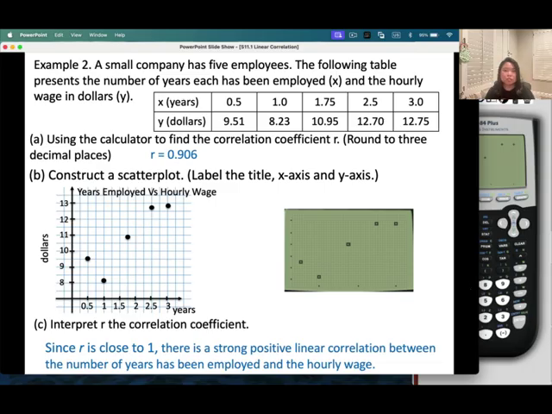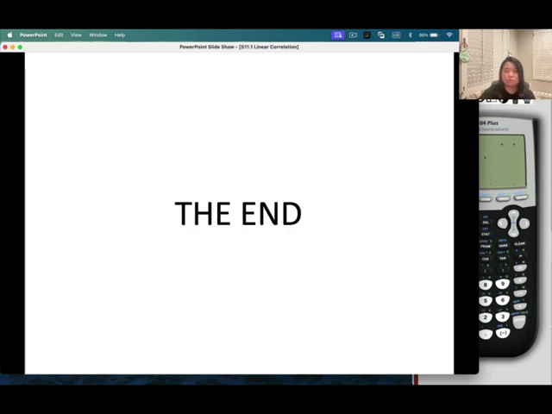For this session, we learned about linear correlation. We know how to find the R, how to interpret the R, and how to use your calculator to construct the scatter plot and find the R. That's it.